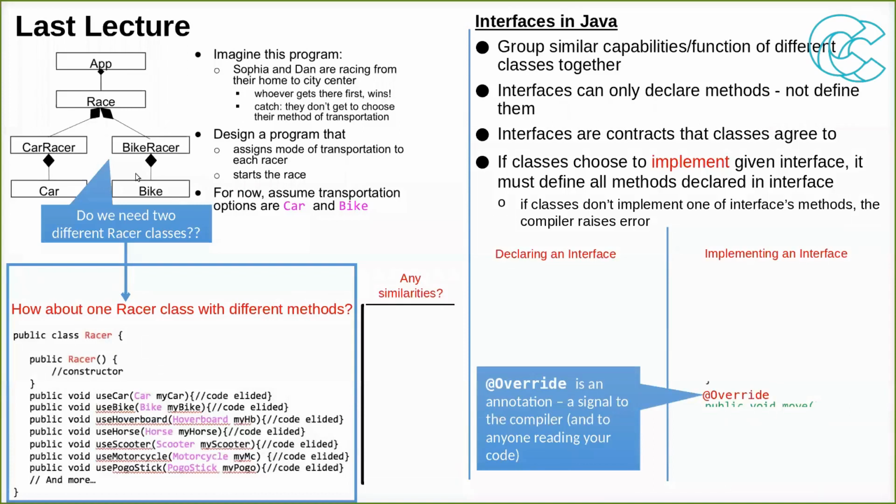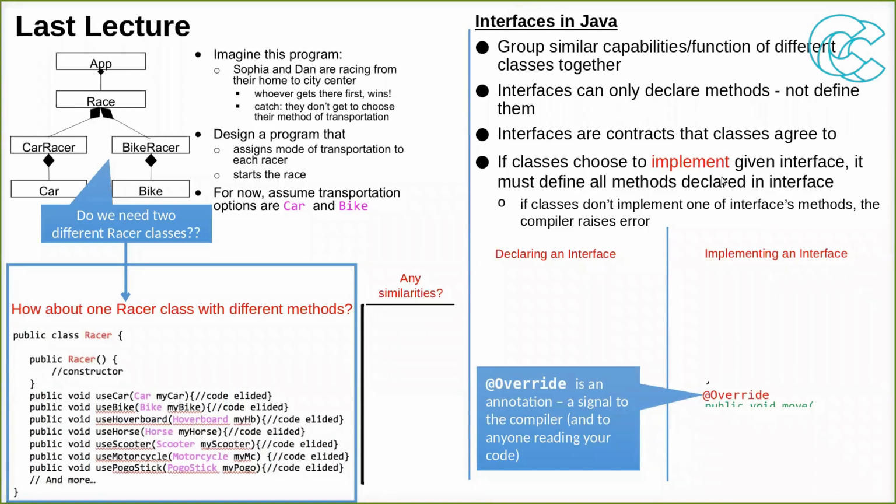and Dan, who are racing from point A to point B, and then like we discussed earlier, the transportation mechanism is not relevant. So we created an interface called Transporter, and it has just one method which we declared, called move. And now there are two transportation mechanisms, car and bike, and they have both implemented this interface, and they provided the definition for the move.